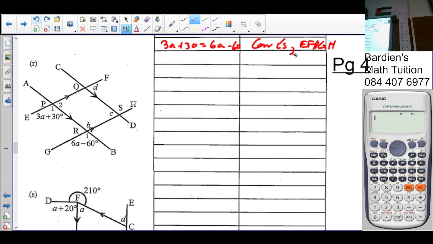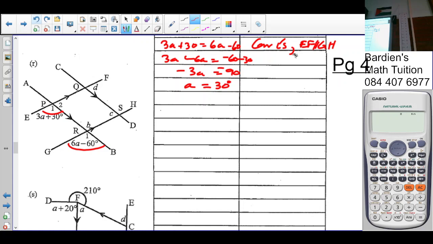A is on one side, numbers on the other side, so 3A minus 6A is equal to negative 60 minus 30, which of course is negative 90. Negative 90 divided by negative 3 is 30 degrees. Okay. So if needed, P1 is going to be 3 times 30 plus 30, or R1 is going to be 6 times 30 minus 60.